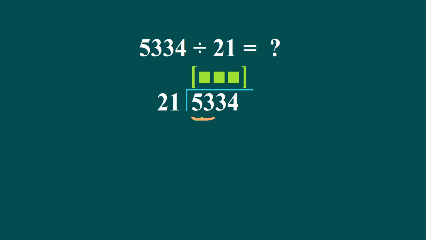How many 21 are in 53? The answer is 2. Now multiply 2 by 21, which gives us 42. Draw a line and subtract 53 minus 42, which leaves us with 11. Now we bring down the next digit, 3, and this makes our new number 113.